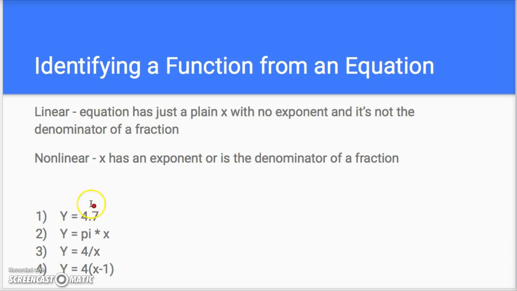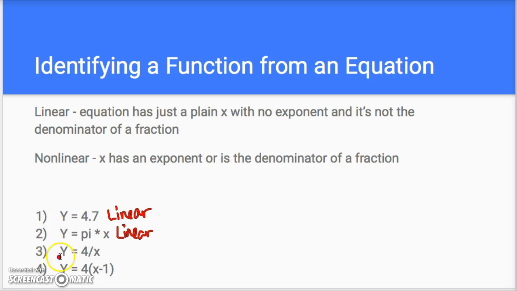So number 1, y equals 4.7. Well, this one doesn't even have an x to worry about. So this one would be linear. And based on what we've talked about in the past, since it says y equals, it would be a horizontal line through 4.7. Number 2, y equals pi times x. Again, I'm focusing on the x. There's no exponent, and it's not the denominator of a fraction, so this would be linear as well.